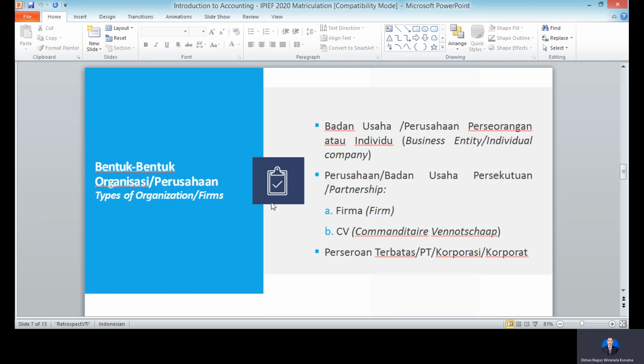And the next one is, what types of organizations or firms are really related to accounting activities? The first is the business entity or individual company. This is considered a very small and simple company that everybody here can own. And the second one is quite a bit bigger compared to the previous one, namely the firm and CV, commanditaire companies. These companies will use accounting as well in order to recapitulate the activities concerning financial flows and also the spending and income during managerial operations.